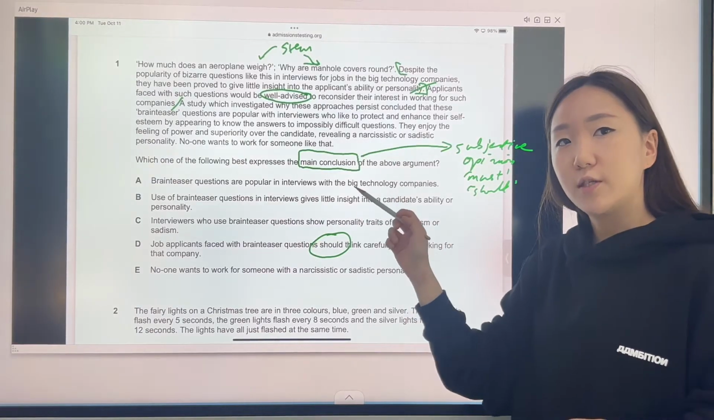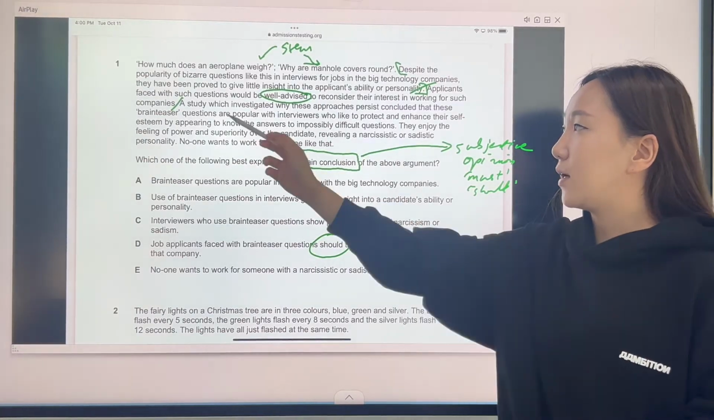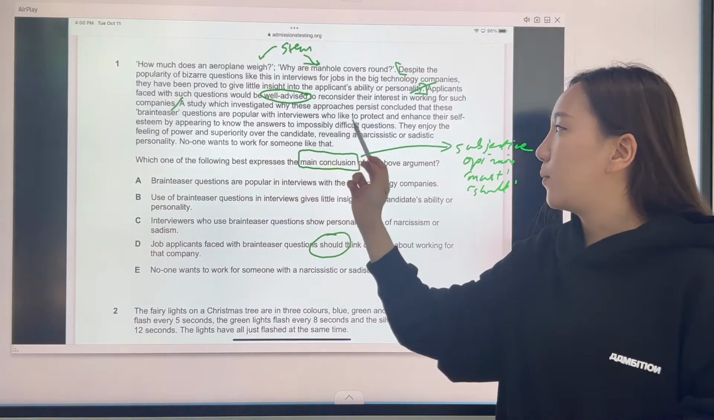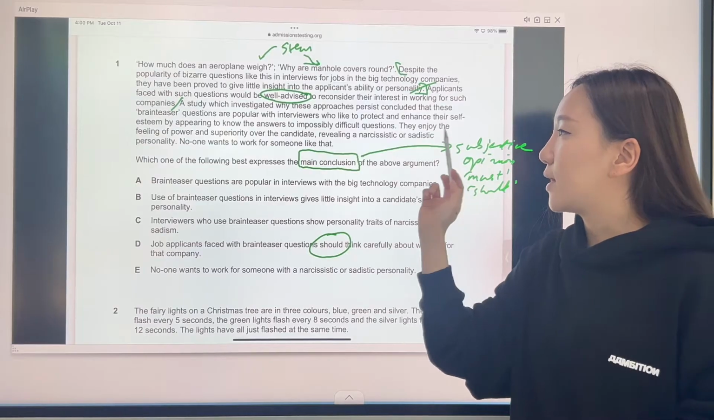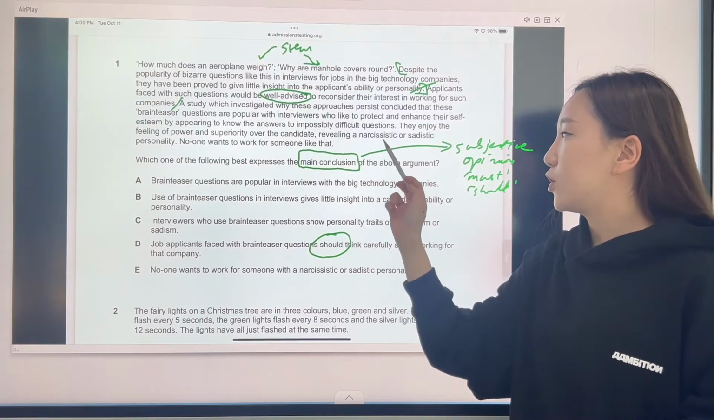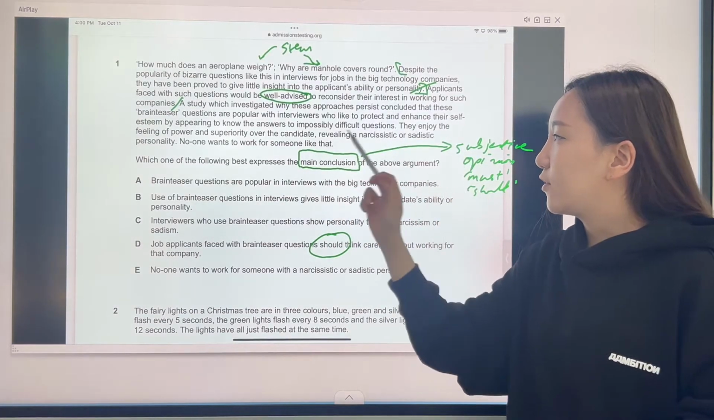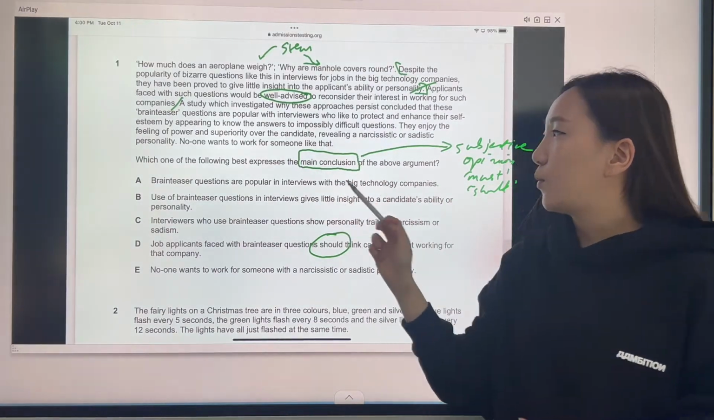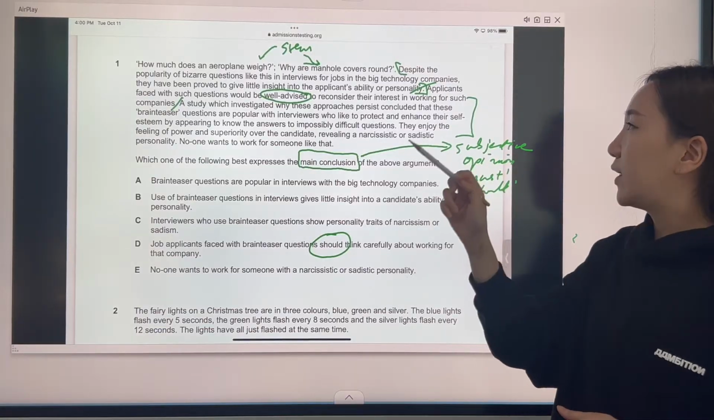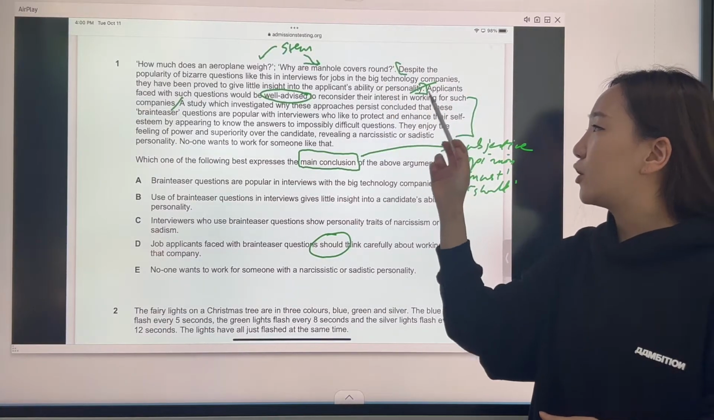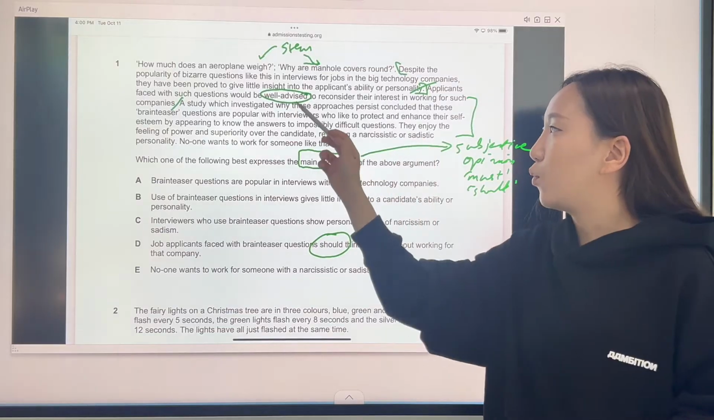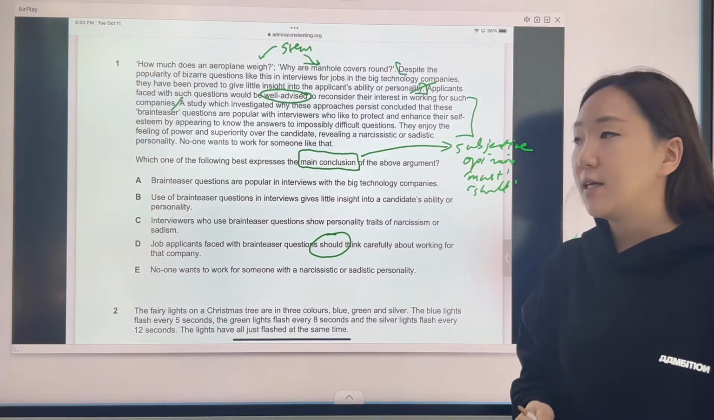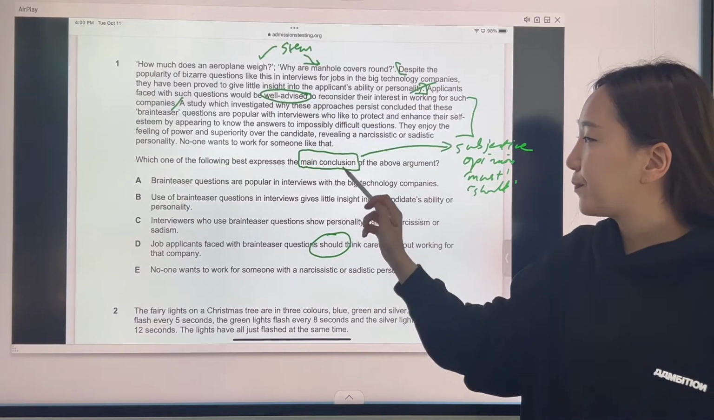Let's just follow along just to make sure the answer hasn't come out later on. A study which investigated why these approaches persist concluded that these brain teaser questions are popular with interviewers who like to protect and enhance their self-esteem by appearing to know the answers to impossibly difficult questions. They enjoy the feeling of power and superiority over the candidate, revealing a narcissistic or sadistic personality. No one wants to work with someone like that. So what you've got here: stem, comment, main conclusion, and then the mechanism supporting this conclusion. So that's the argument that explains why we've come to that. So we'll just match it with this.